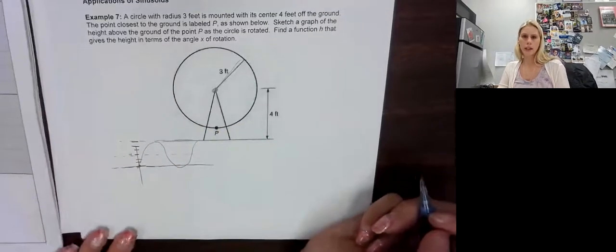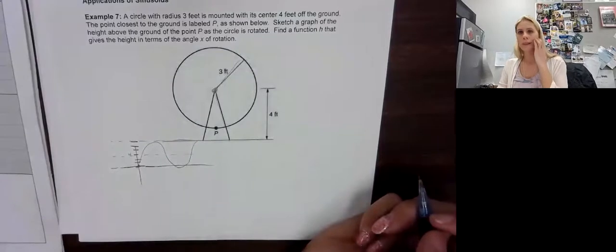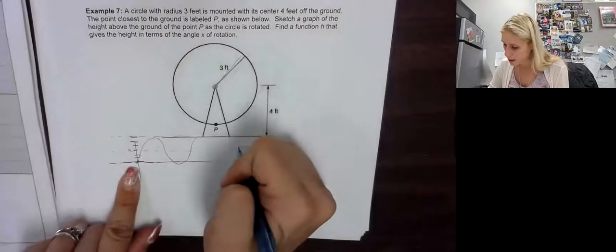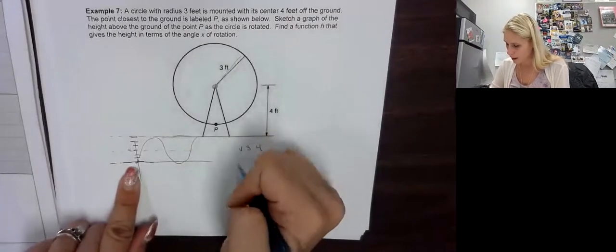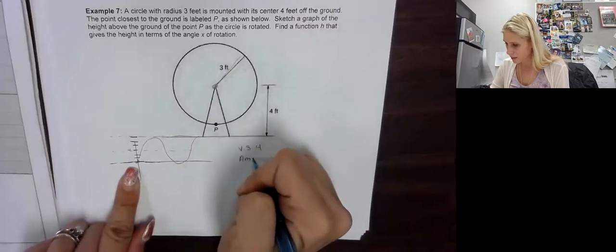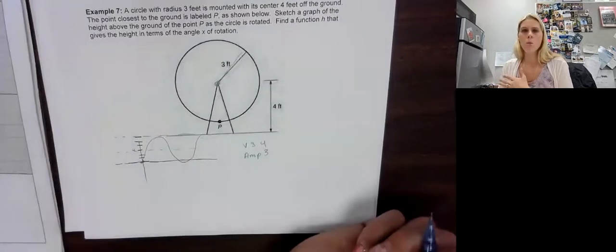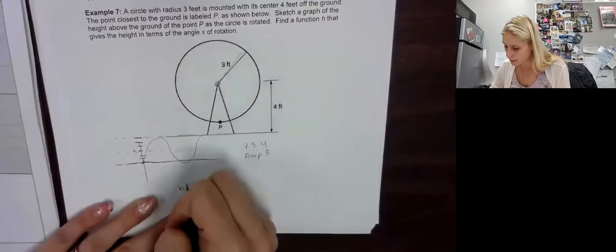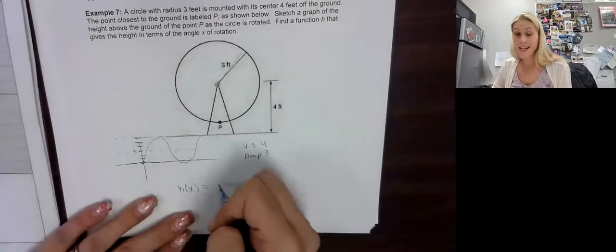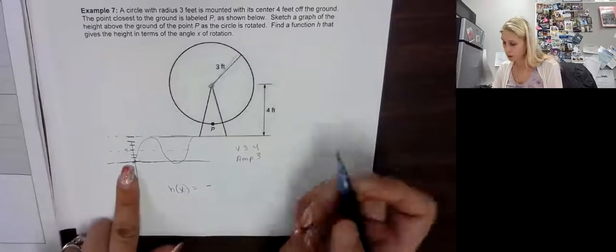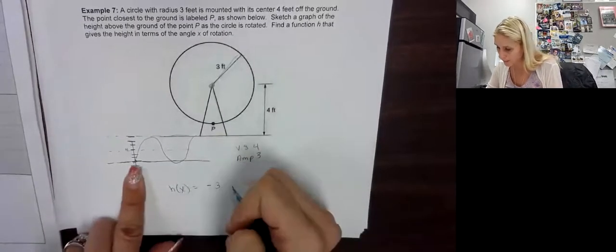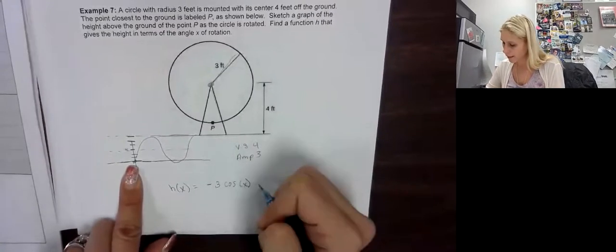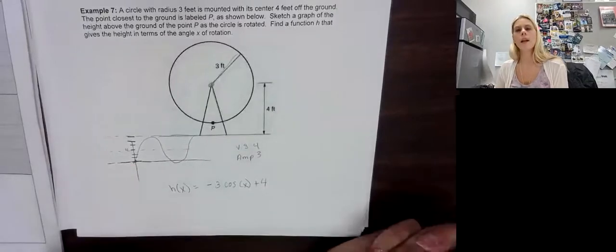What does this look like? It looks like a cosine, but specifically it's a negative because it starts below. So as you can see here, our vertical shift is 4. Our amplitude is 3. And we're rotating 1 cycle in 1 period, so we don't have to worry about the rest. What we do know is that h of x is negative because we start below. Amplitude's next, 3, and it's cosine of x, and that vertical shift was 4, and we're done.